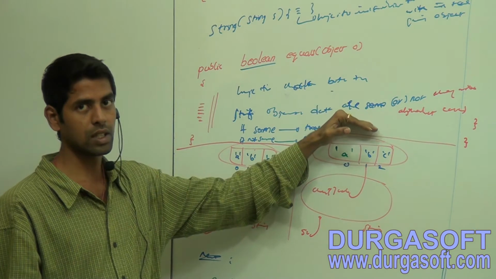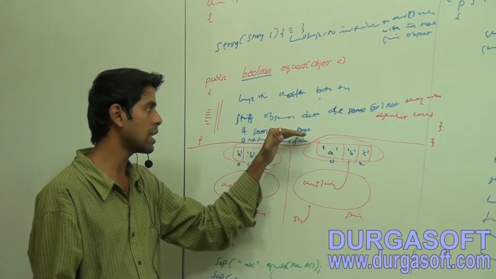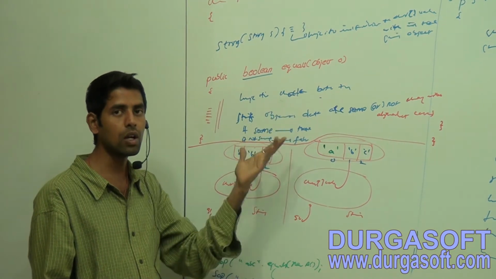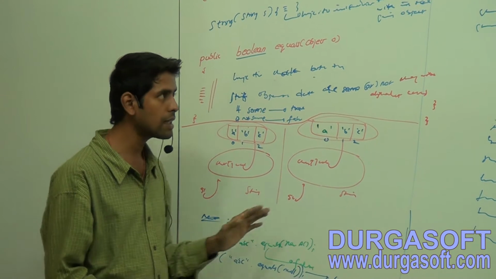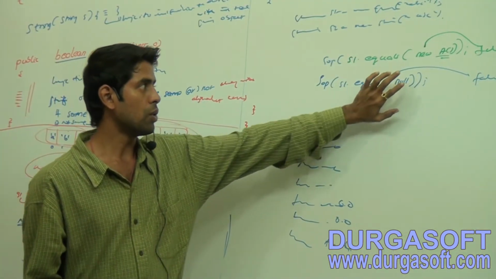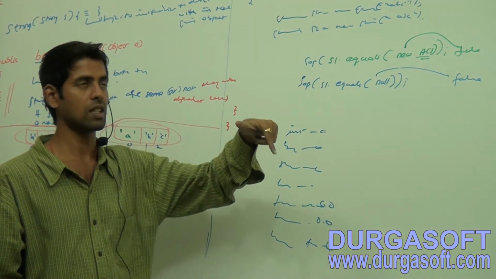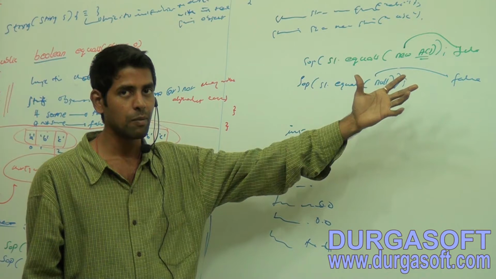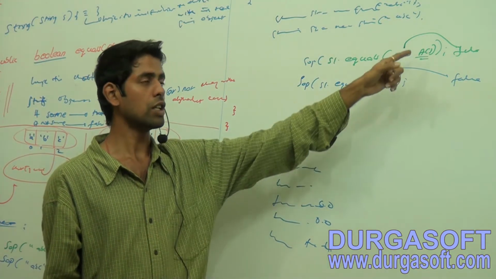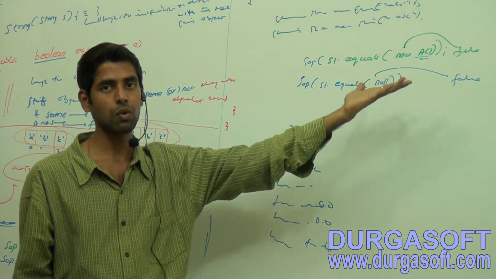string objects' data, whether same or not. If they are same, it should return true. If they are not same, it should return false. And one more thing: at the time of calling, if you pass some different type of object, what happens? It returns false. And if I pass null, it again returns false to us.